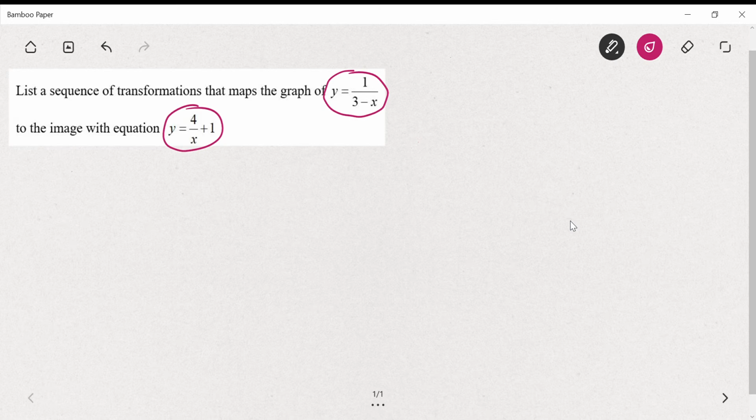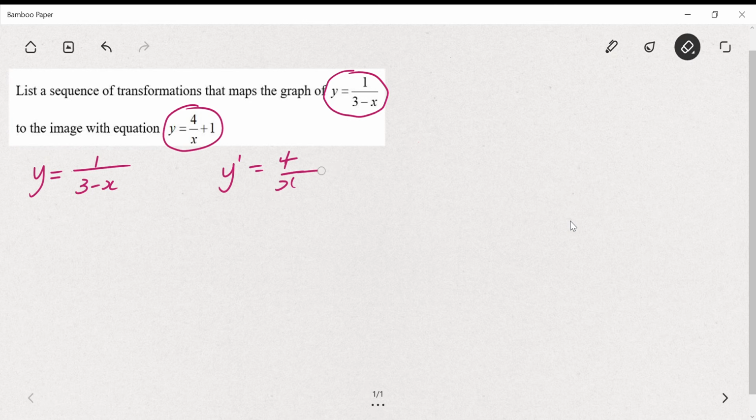And I'm going to need to rearrange. Now, I don't have to rearrange both. I can actually just rearrange the image function. So let me write down the original first of all for you. It's just y equals 1 on 3 minus x. Now let's write down the transformed or image function, y prime equals 4 on x plus 1. Whoops. And that's the thing about it, that it's not a +1 on the bottom, it's a separate +1, and that makes it a little bit, but not too much, annoying.